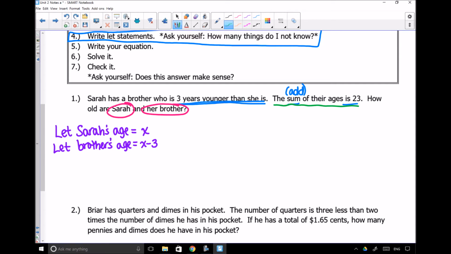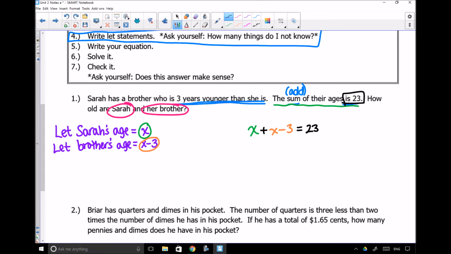So I'm going to take Sarah's age, which is x, and I'm going to take her brother's age, which is x minus 3, and it says that I need to find the sum of their ages, so I'm going to add them together, and it equals 23. Okay? Step 6 says to solve your equation.